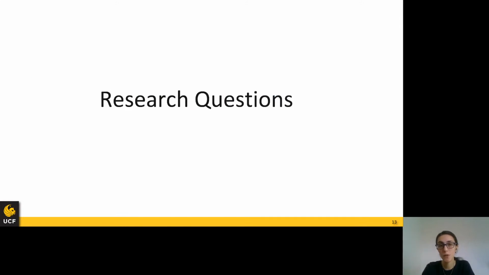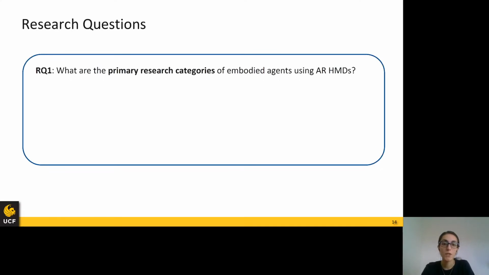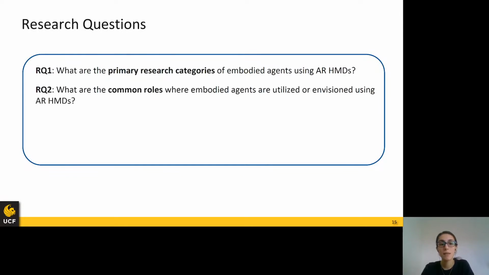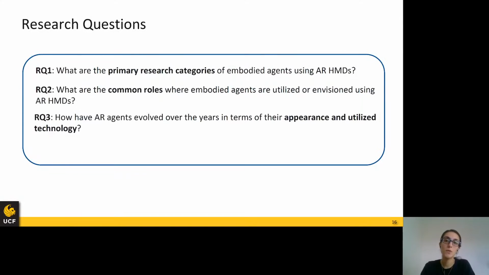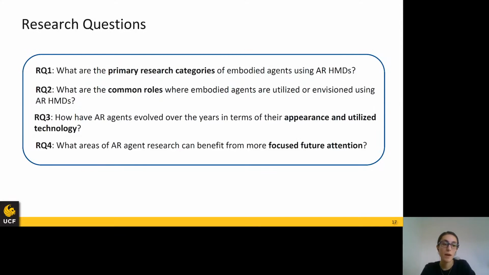And through our review, we wanted to provide answers for research questions. First, we wanted to know what are the primary research categories in this area. Second, we wanted to get an idea of what are the common roles and application areas for embodied agents. Third, we wanted to identify the evolution of utilized technology and get an idea of the different appearances agents were presented to users. And last, we wanted to identify research trends, emerging research trends, and also areas for future research.